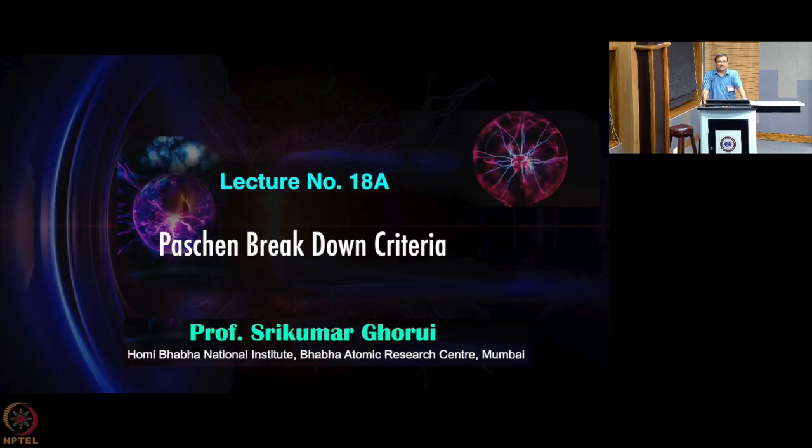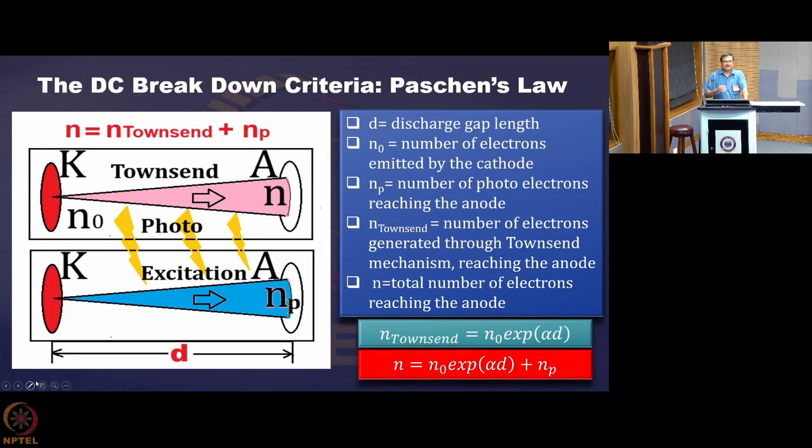So hello everyone, we are back to our plasma class, and in this class we will be studying the Paschen breakdown criteria, which we already started in our previous class. There is a cathode and an anode, and in between them there is a gap d. Some electrons are emitted from the cathode and move under the influence of the electric field towards the anode, and on the way they collide with other charged particles and cause ionization.